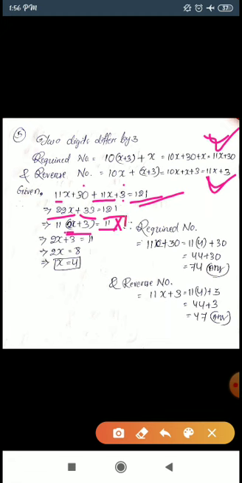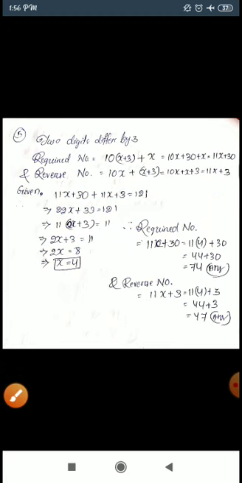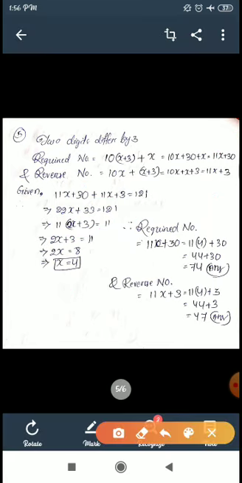11 times 11 here. So this 11 and 11 will cancel out, then 2x plus 3 equals 11, 2x equals 8, and x will be equal to 8 by 2, which is 4. Now what is our required number? Our required number is 11x plus 30 and this one is 11x plus 3, the reverse number.